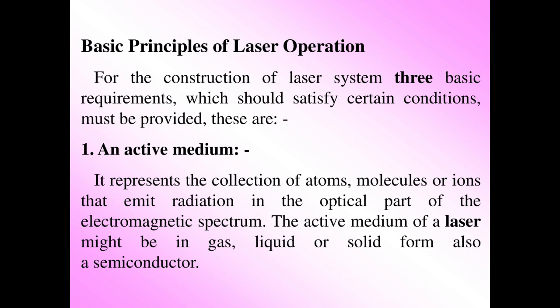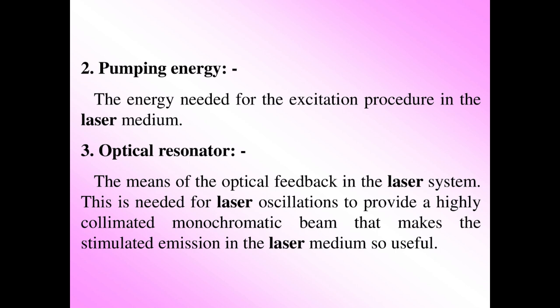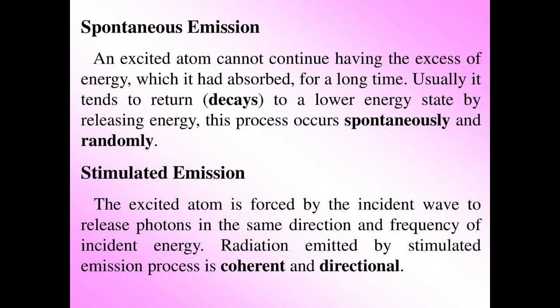For the construction of a laser system, three basic requirements, which should satisfy certain conditions, must be provided. These are: 1. An active medium. It represents the collection of atoms, molecules, or ions that emit radiation in the optical part of the electromagnetic spectrum. The active medium of a laser might be in gas, liquid, or solid form, also a semiconductor. 2. Pumping energy. The energy needed for the excitation procedure in the laser medium. 3. Optical resonator. The means of the optical feedback in the laser system. This is needed for laser oscillations to provide a highly collimated monochromatic beam that makes the stimulated emission in the laser medium so useful.